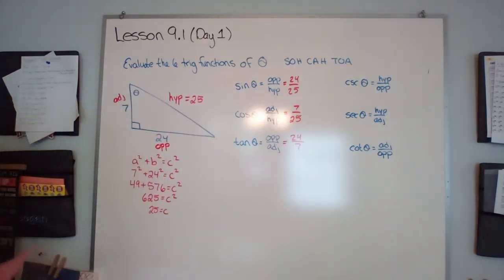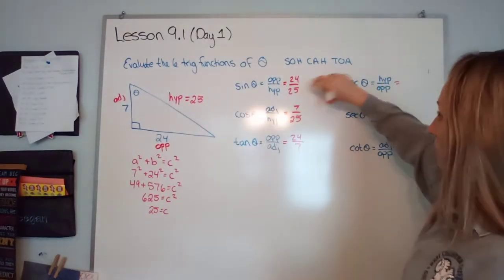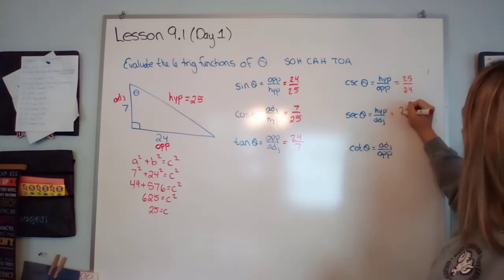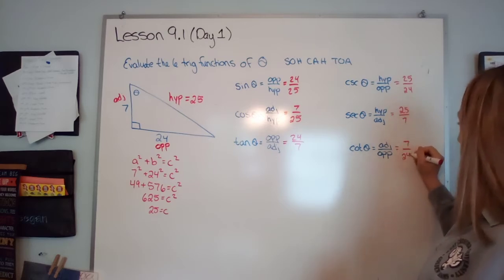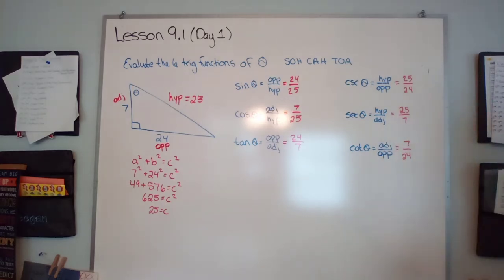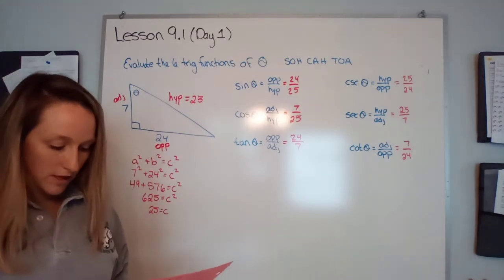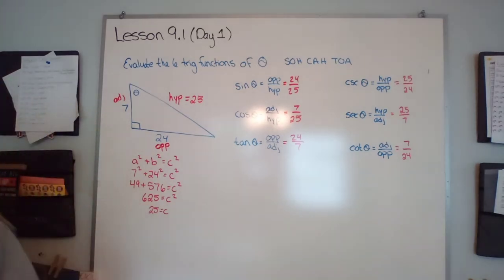All right? And then the reciprocals are fast. You just flip all those fractions. You don't even really have to look at the triangle. You can just look at the fractions next door. So 25 over 24, 25 over 7, and 7 over 24. Now, if any of those could be simplified, you would definitely need to simplify the fractions. But you do want to leave them in fraction form. Okay, so I think that is all we had to do for that problem. Let me erase that and get the next problem started.